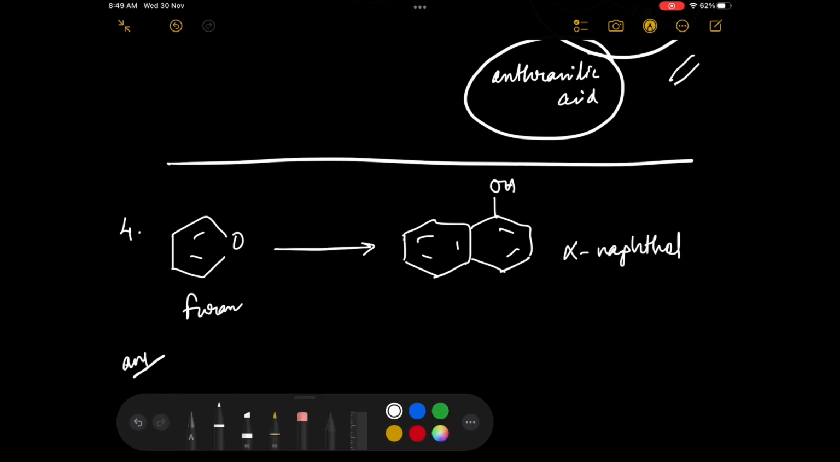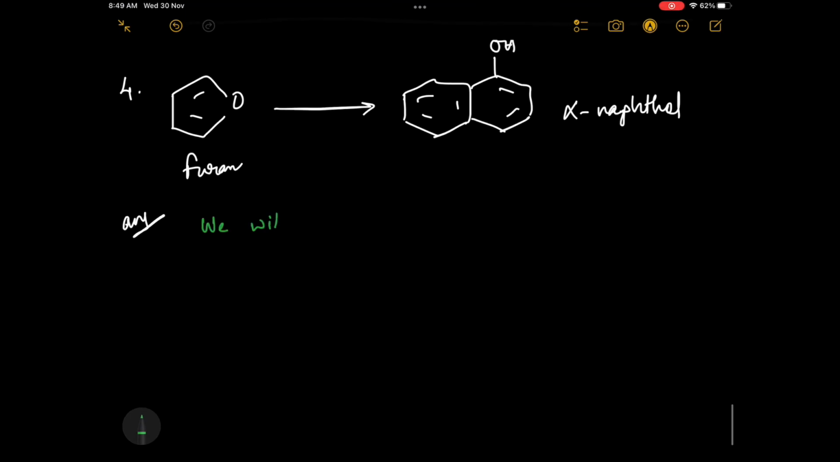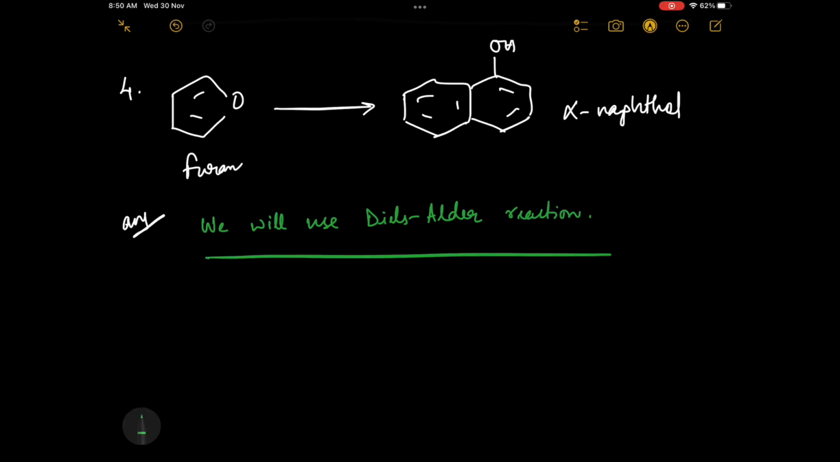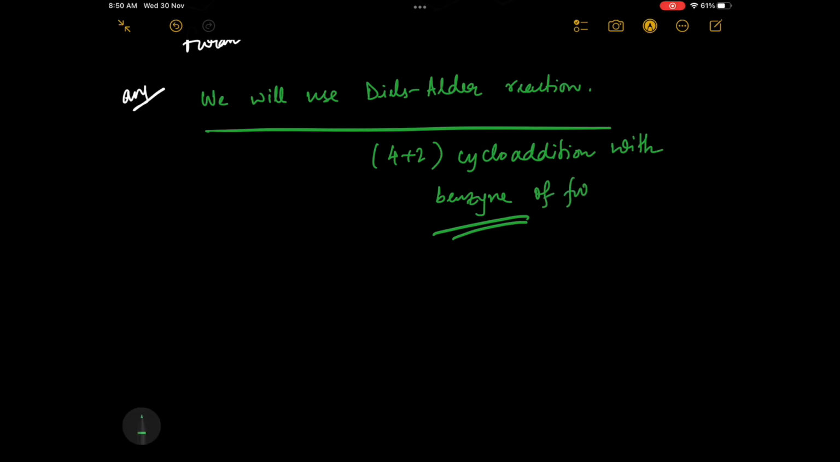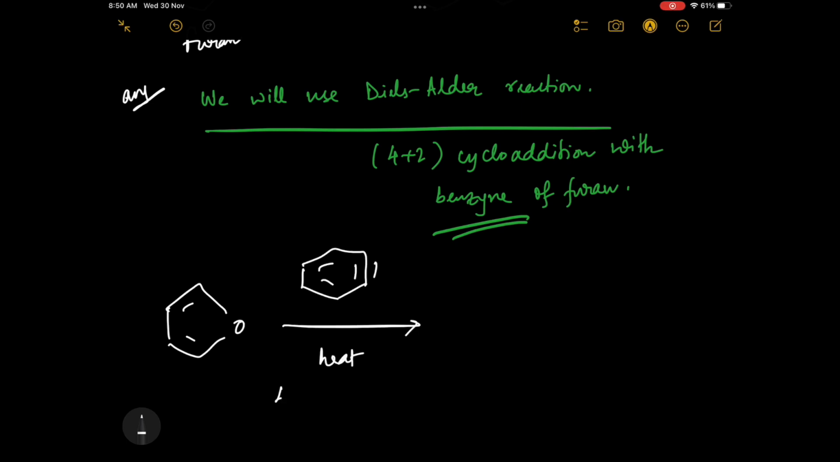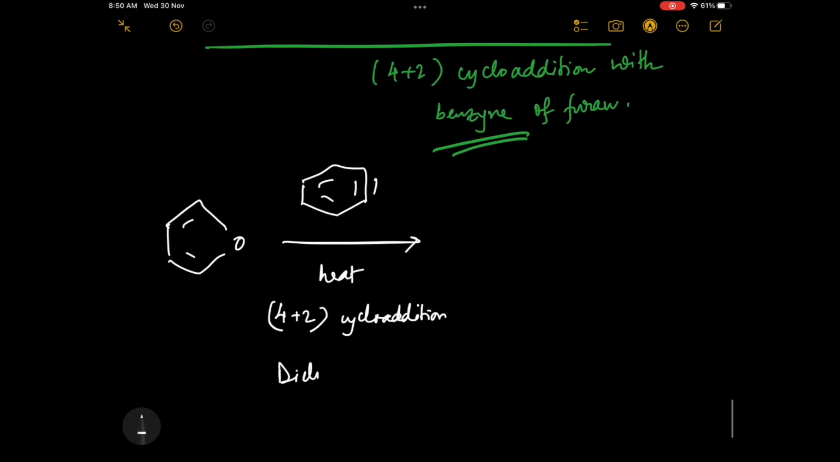So this is also a pretty interesting reaction, and we will be using a very well-known name reaction, the Diels-Alder cyclization, which is a 4+2 cycloaddition reaction. Firstly we will be reacting furan with simple benzene. So let us see what is happening in the reaction. We have got furan, and we'll be reacting it with benzene, and we'll apply heat, and it will form the 4+2 cycloaddition, that is the Diels-Alder reaction, as I said.